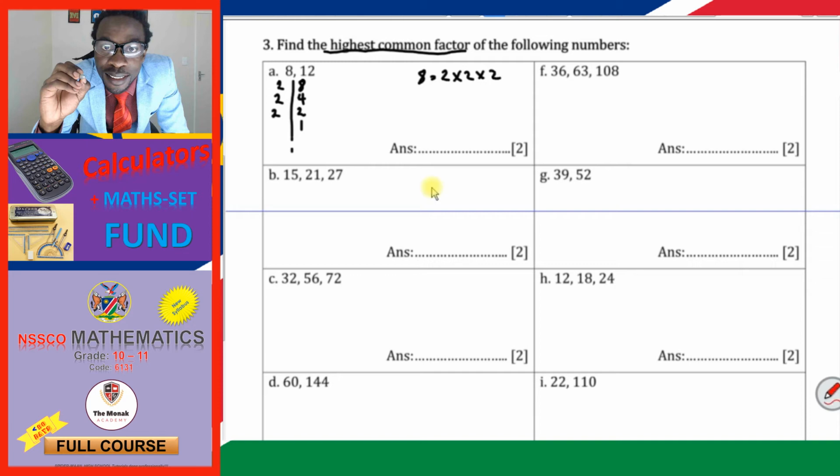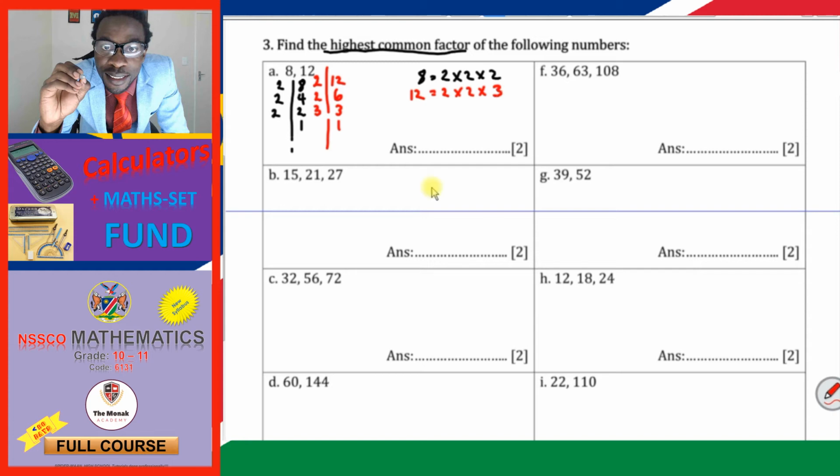Alright, how about 12? We start with 2. 2 goes into 12 6 times. We go another 2. 2 goes into 6 3 times. And then we go to 3. 3 goes into 3 once. So another way of writing 12 is to say 2 times 2 times 3.